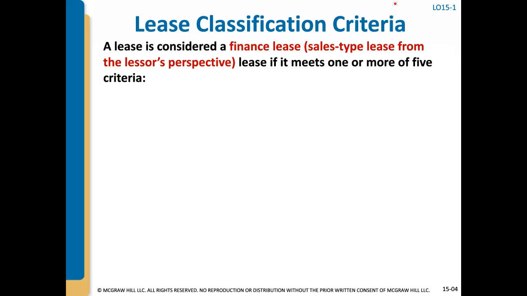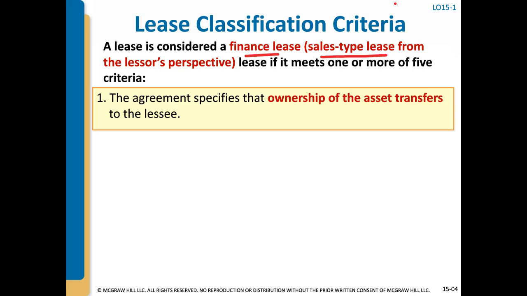So there are two types of leases: a finance lease and an operating lease. The finance lease is called a finance lease from the lessee's perspective, and from the lessor's, it's called a sales type lease. If your lease meets one of these 5 criteria, then it is automatically considered a finance lease. If it does not meet the criteria, then it automatically goes into an operating lease.